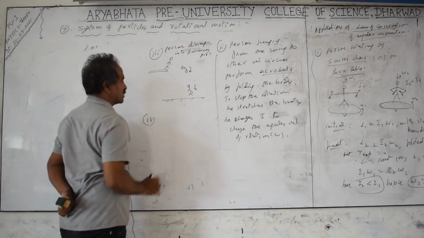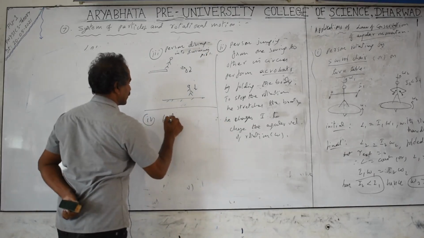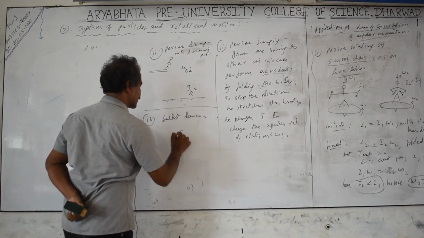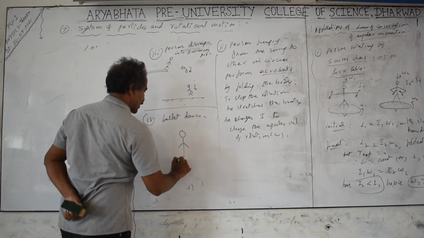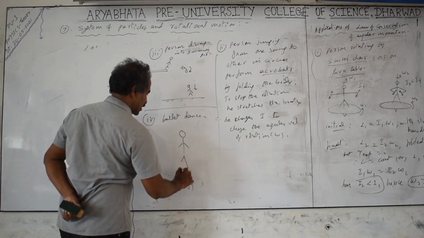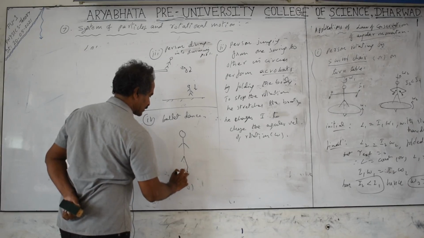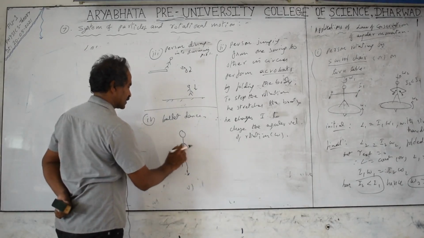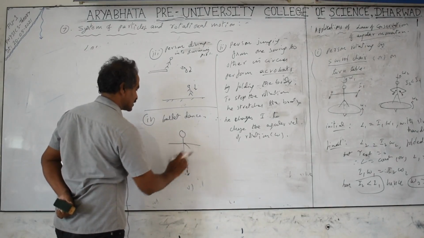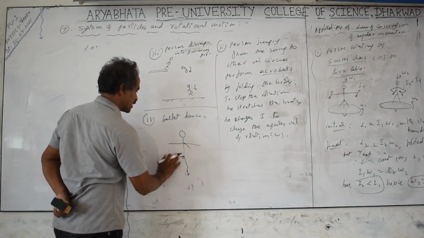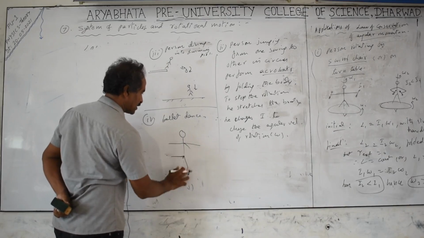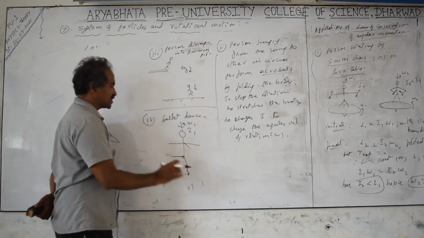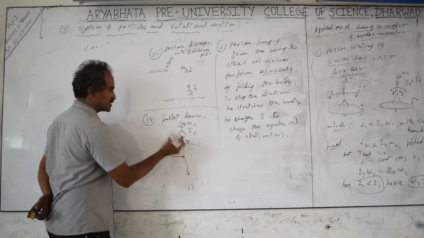Next is ballet dancers. They rotate on the tip of the toe of the leg, and they stretch the hands and one leg and spin on the tip. The angular velocity is omega 1, and the moment of inertia is I1, by stretching the hand and leg.